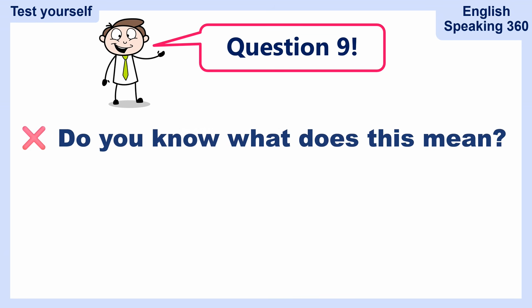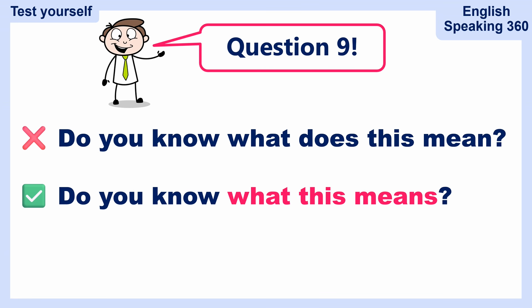Question 9. Do you know what does this mean? I've heard this one many times. The correct way is, do you know what this means? Does mean put together becomes means when you fix the verb and you have to remove the does. 1 point if you got it right.